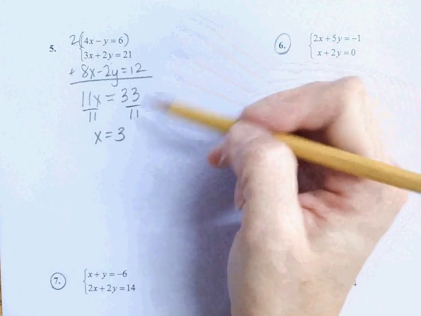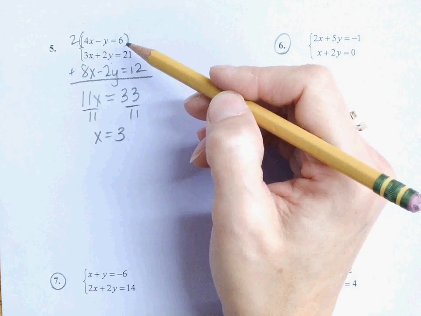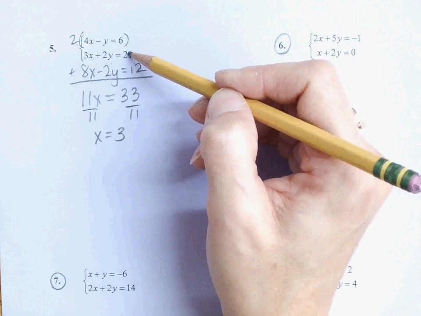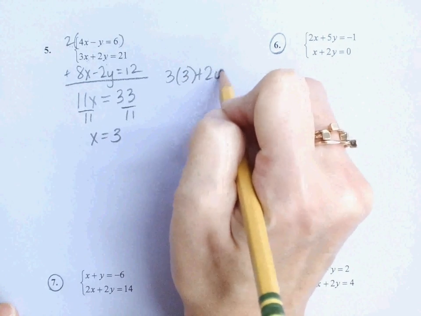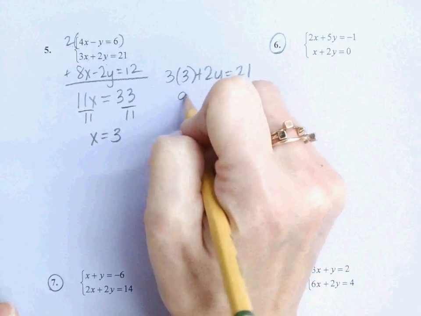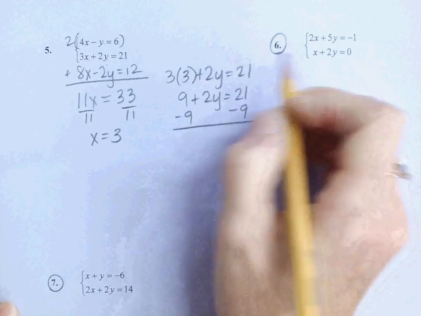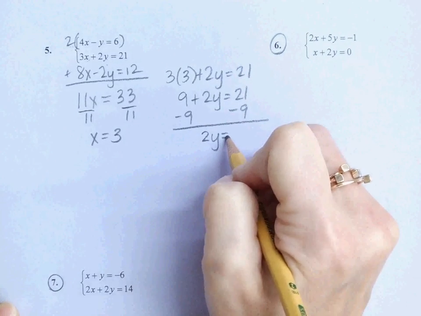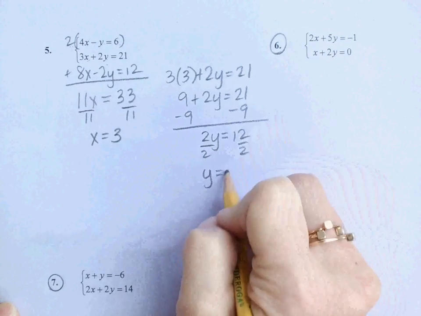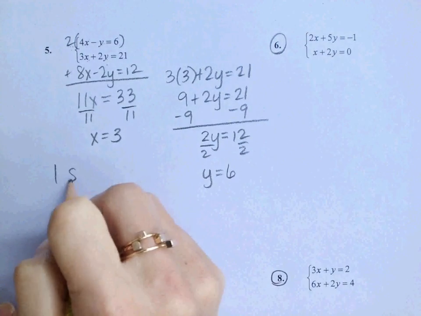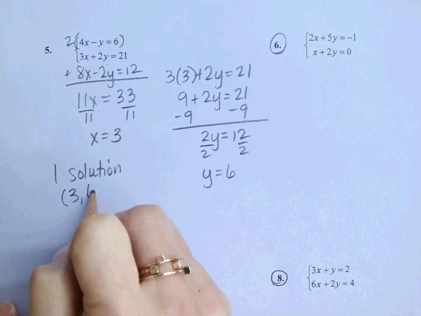Then we substitute 3 in for one of our variables and solve for y. I'm going to go ahead and take this one that we haven't manipulated, put 3 in for x. So I have 9 plus 2y equals 21. Subtract 9 on both sides. We have 2y is now equal to 12. Y is equal to 6. So we have one solution with the ordered pair 3, 6.